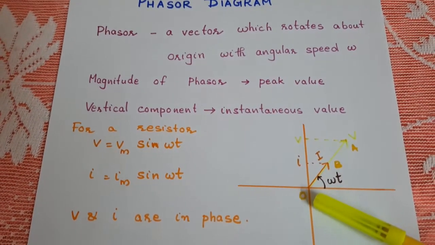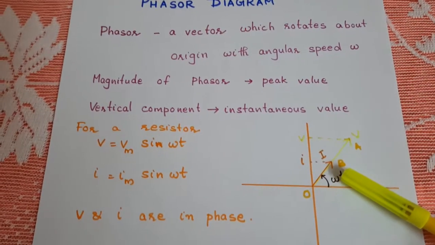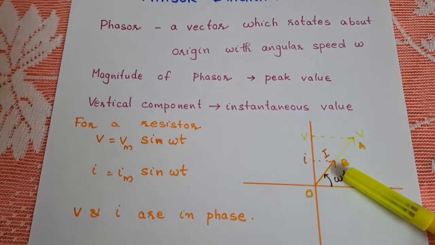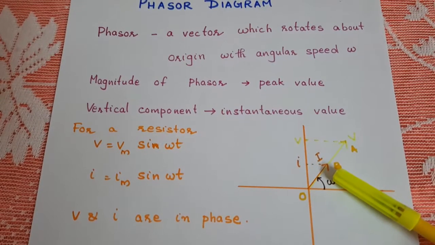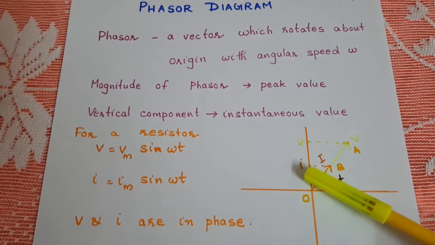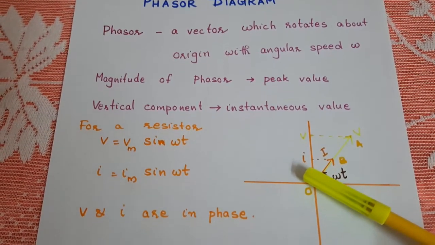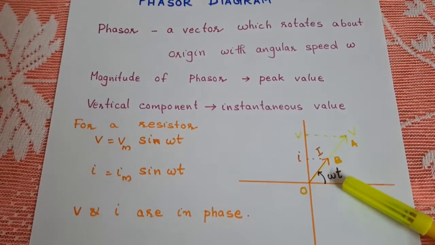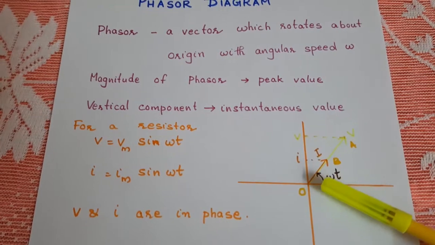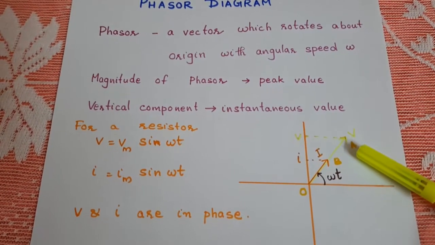The current phasor can be represented by OB. The length of OB is the peak value Im, and the y component is the instantaneous value I. Both have the same phase, so both the vectors have the same direction.